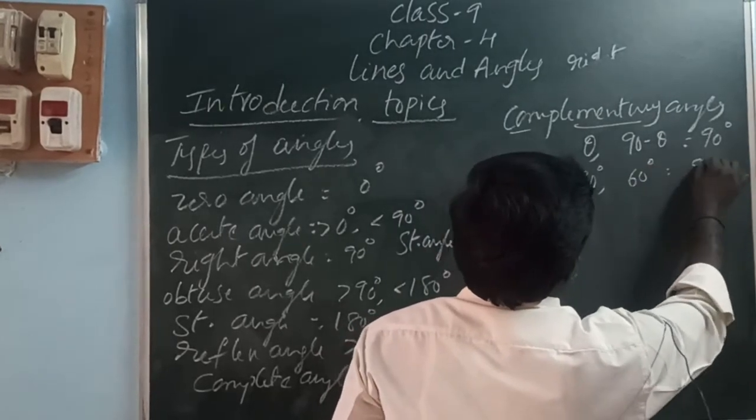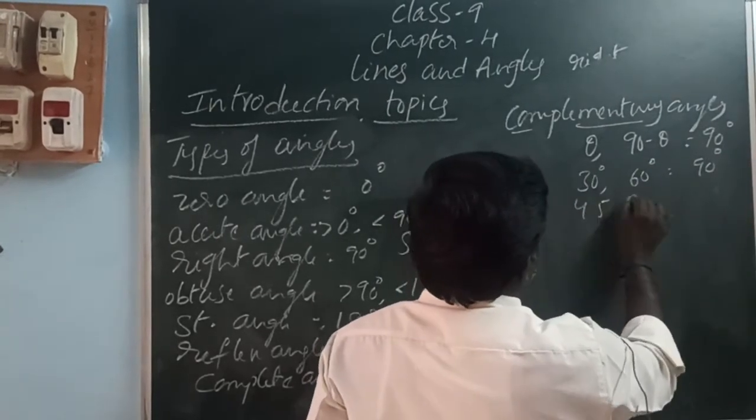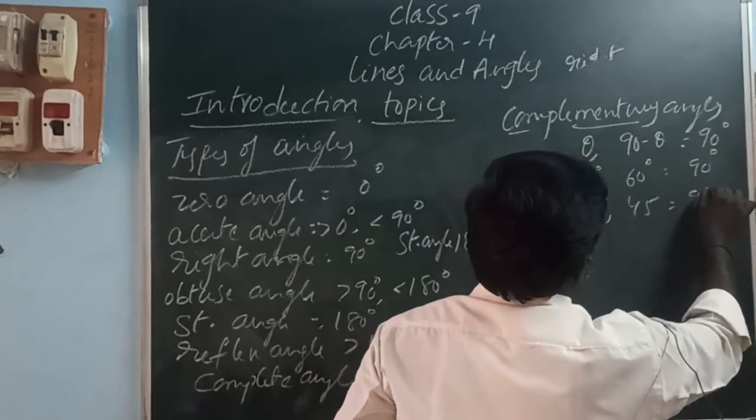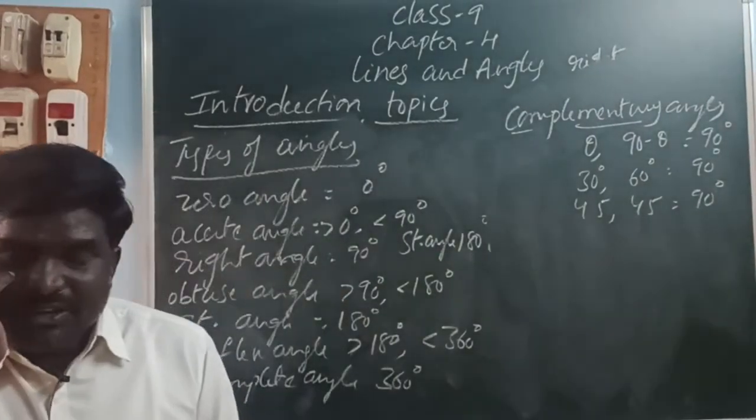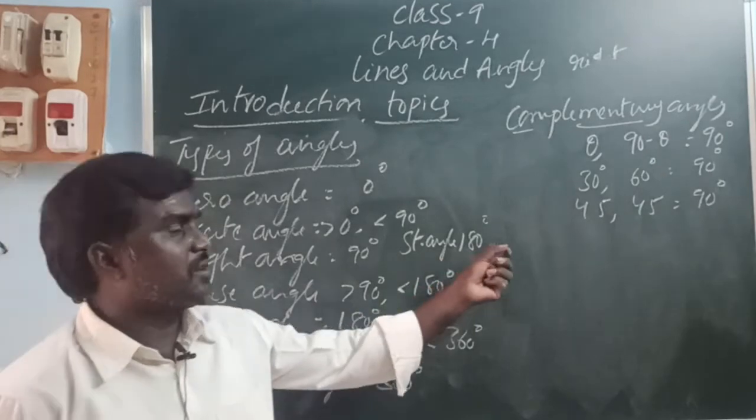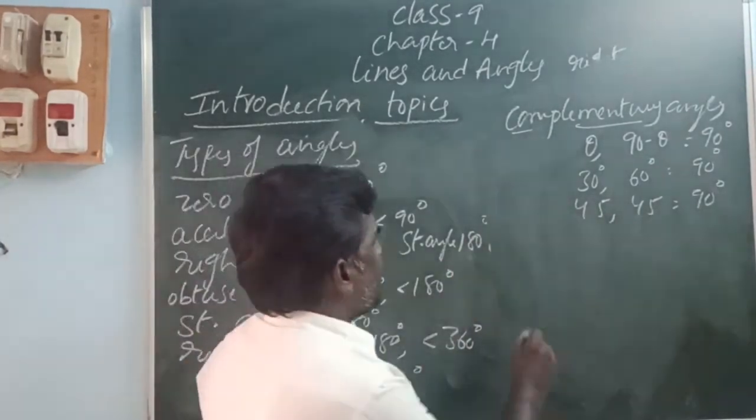When adding these two angles, how much? 90 degrees. Next, 45, how much? 90 degrees. The sum of any two angles is 90 degrees, those angles are called complementary angles. Next, supplementary angle.